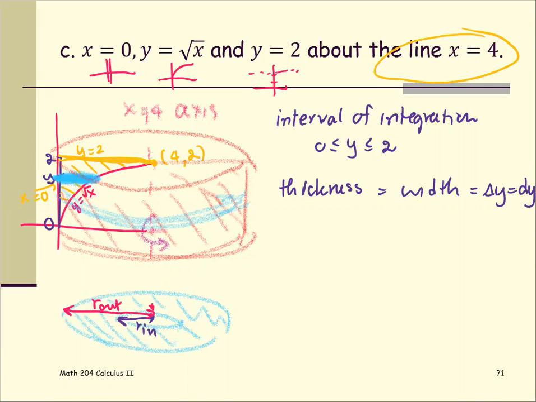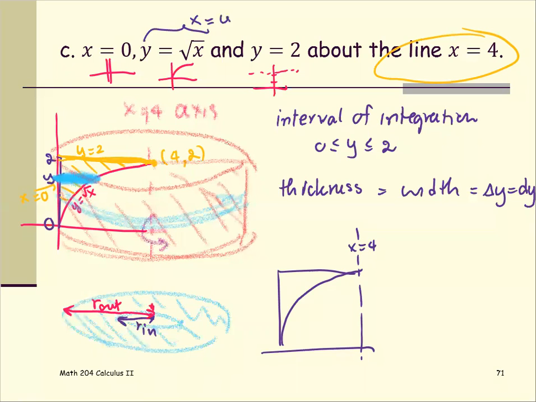Okay, so I'm going to redraw that figure one more time. As we see, it's in this form, and this is the axis of revolution, so this is x equals 4. We know it's about y, so we're going to change everything in terms of y. The y equals square root x, we rewrite x as a function of y and it becomes x equals y squared. And this line is the line x equals 0.